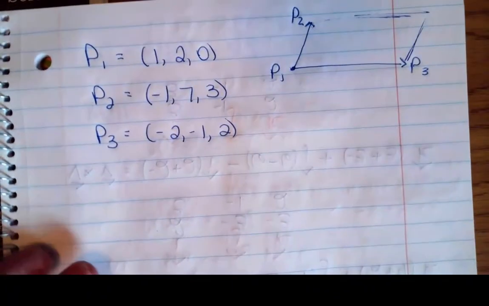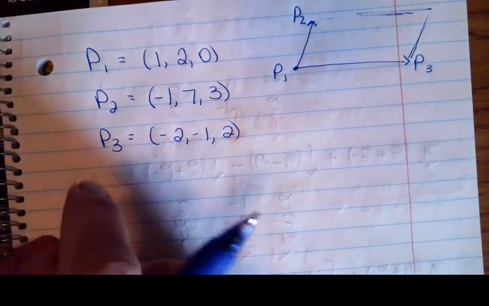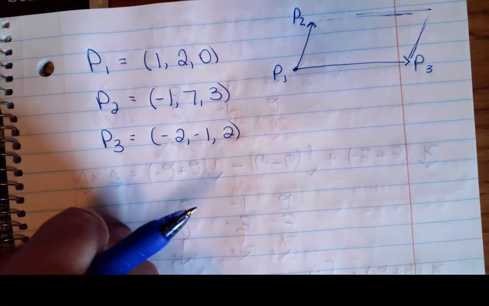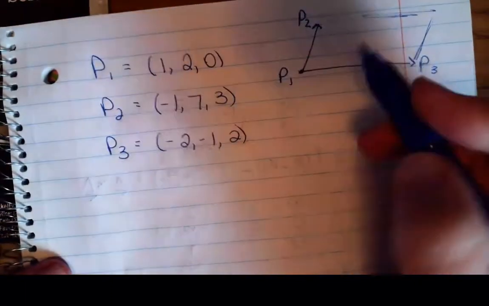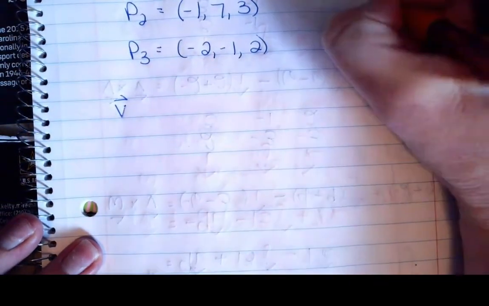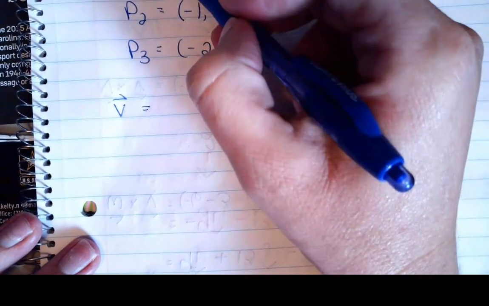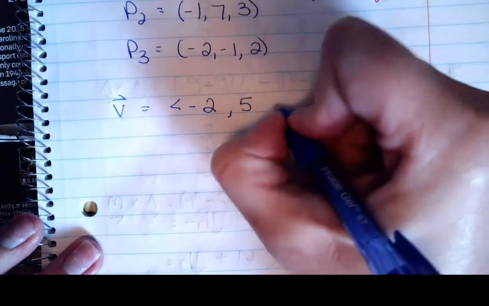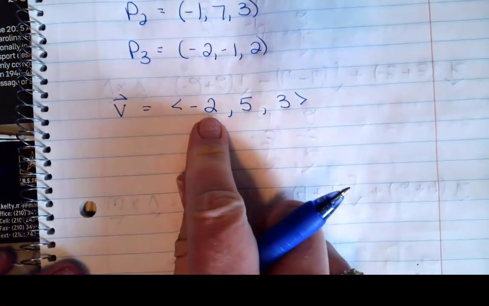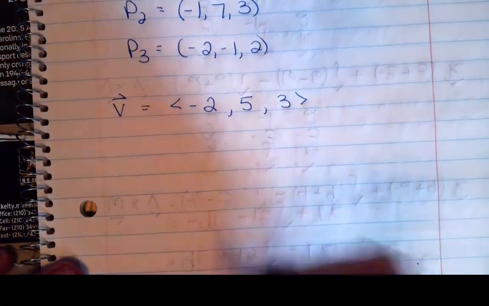So if you want to find the area of a parallelogram, we're going to do the cross product of two vectors and then find the magnitude of the resulting vector. So first of all, we got to set these up. So I need P2 minus P1. Okay, so my first vector, which we will label as vector V, and this will be vector W. Okay, so vector V is going to be -1 minus 1 is -2. Okay, 7 minus 2 is 5, and 3 minus 0 is 3. So this is -2i, 5j, 3k.